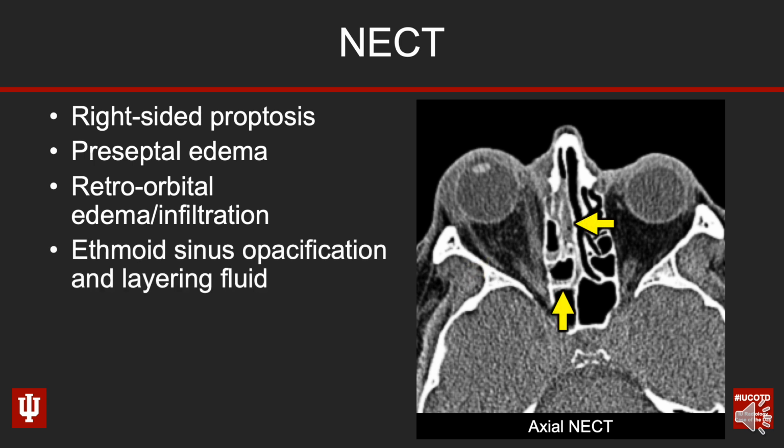Whenever you see that kind of infectious appearance of the orbits, take a look at the adjacent sinuses. In this case, we can see ethmoid sinus opacification as well as some layering fluid within the posterior ethmoid air cells.